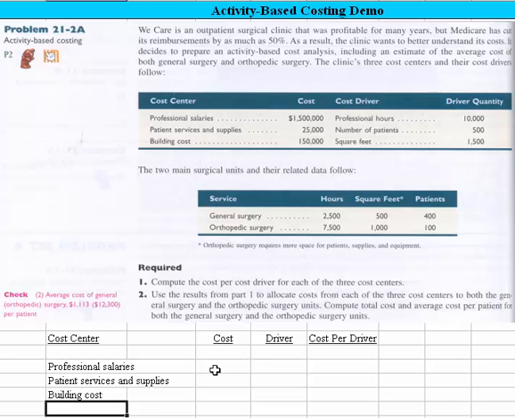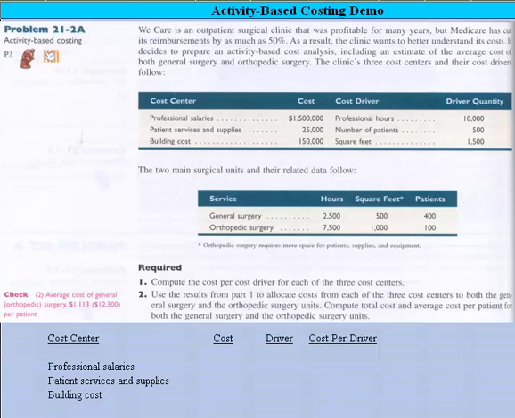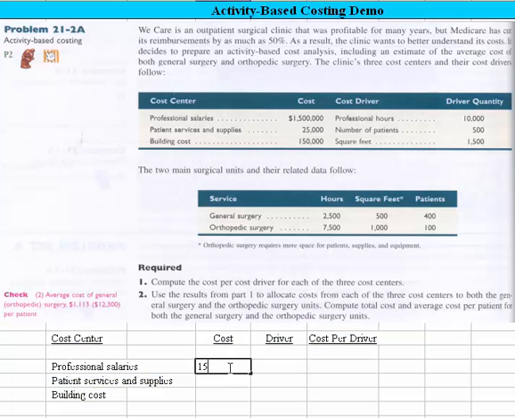Okay, well, the cost of professional salaries, you can see, is right to the left of my mouse, is $1,005,000. Let me format this with no decimal places, and that should be just fine. Cost for patient services, to the left of my mouse there, is $25,000, so we'll enter that in. And the building cost, to the left of my mouse, $150,000.